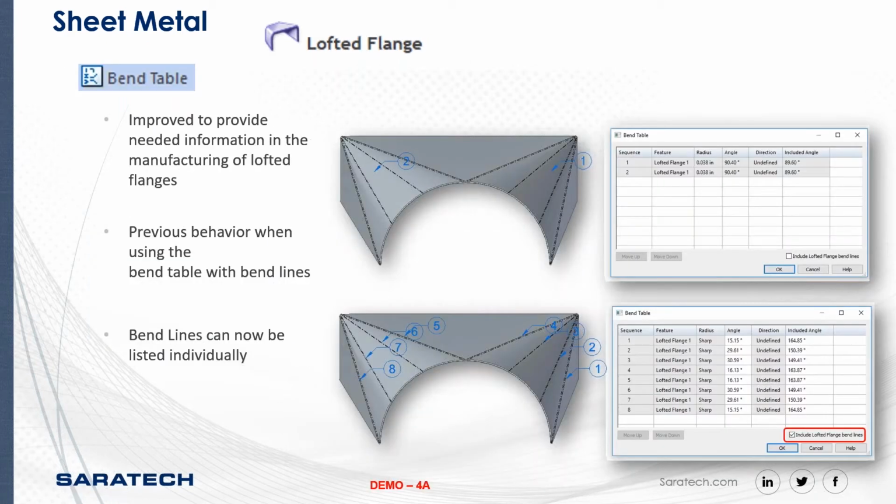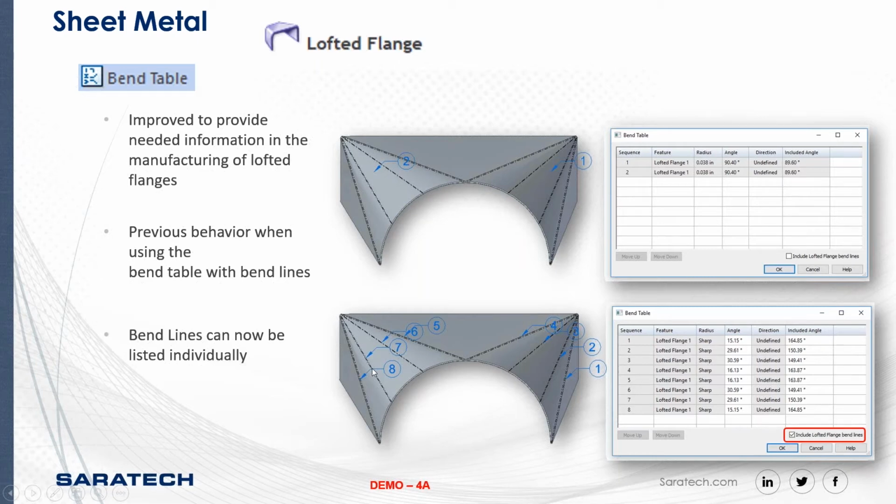Next, we get into bend tables. This improves to provide needed information in the manufacture of lofted flange. The previous behavior when using the bend table with the bend lines, so you can see here on the first example what it looked like beforehand, and then the bend lines now can be listed individually. So here we can list them individually and what our lofted flanges are. So you can see the different vertexes 1 through 8.